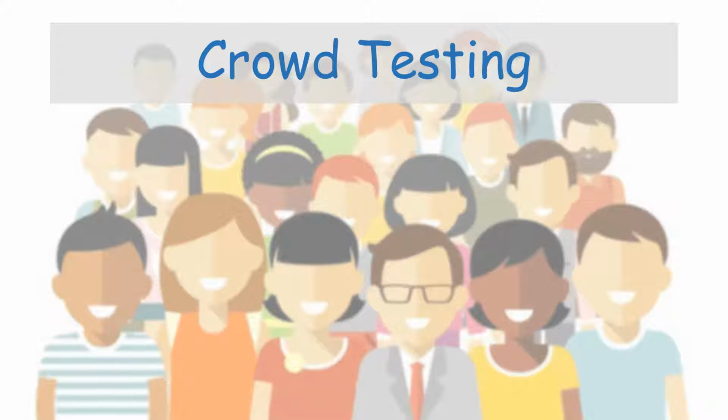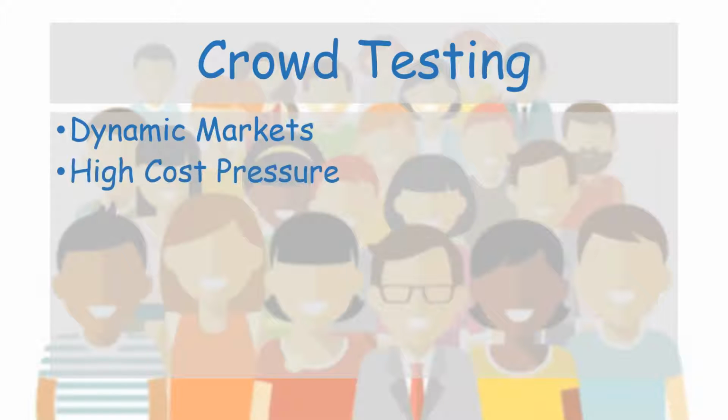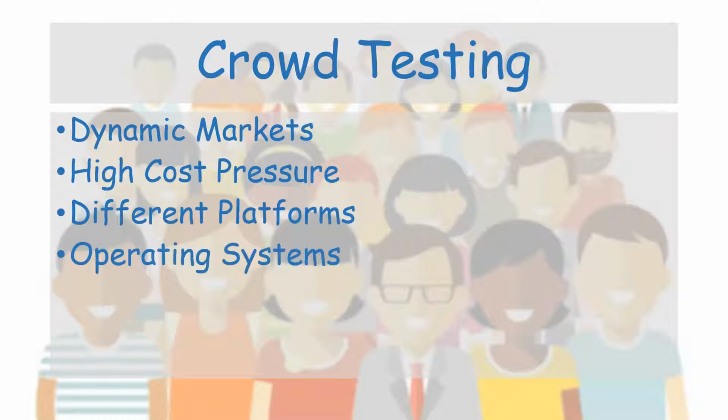And the authors of this article highlighted difficulties with software testing in today's markets, which are very dynamic, with short product life cycles, high cost pressure, and different platforms, including smartphones, computers, tablets, etc. This, combined with the fact that these platforms have different operating systems with different versions, makes efficient software testing very difficult. Different types of software testing can also be very difficult to achieve, such as functionality testing.